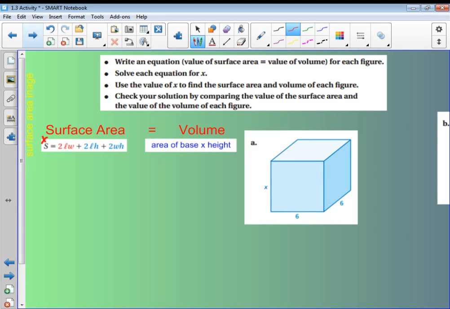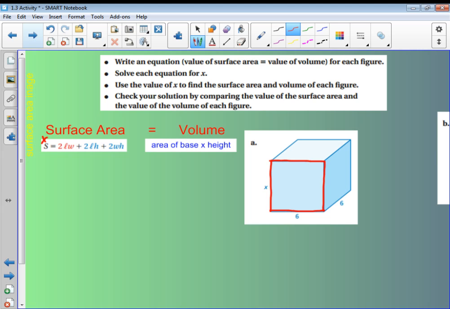Okay, so we've got 2 times the length times width, 2 times the length times height, and 2 times the width times height. Well, let's just do a visual, because I'm a visual person. When you do surface area, it's kind of like you're thinking of each of these surfaces as their own, and then you're really going to add them all together.